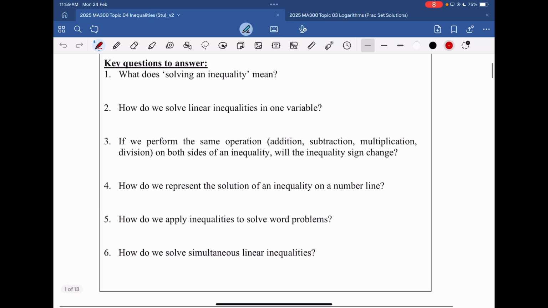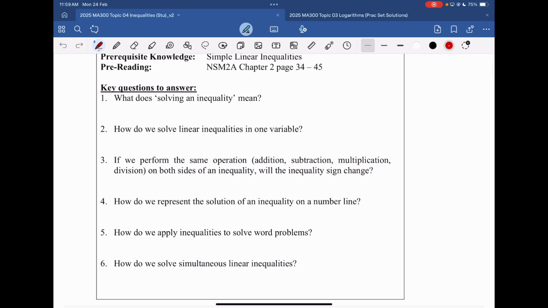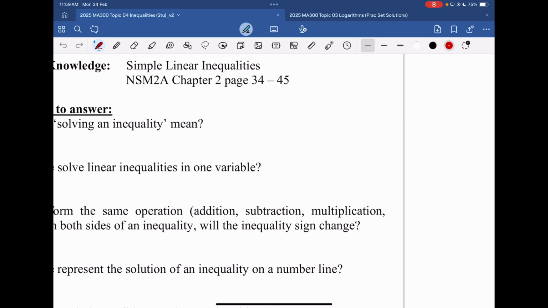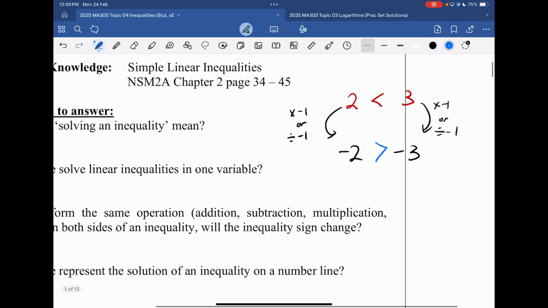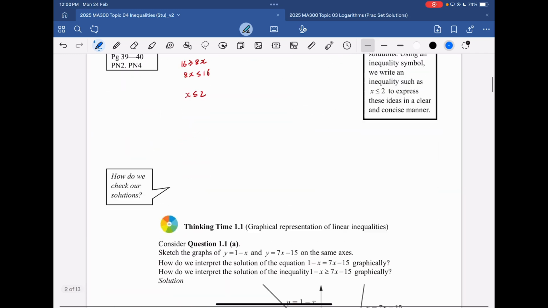So if I solve an inequality, remember, when will the inequality sign change? For example, when I multiply or divide by negative 1. So for example, if I take 2 is less than 3, but if I multiply by negative 1, or I divide by negative 1, what will happen? If I multiply or divide by negative 1, negative 2, negative 3, what will happen? The inequality sign swaps. That's all. Simple, right? So chapter 1 is just a recap.